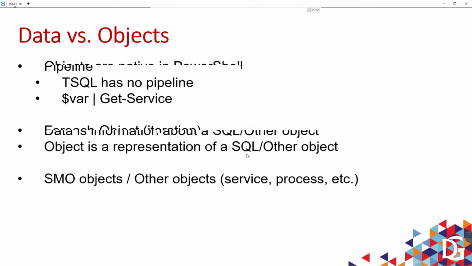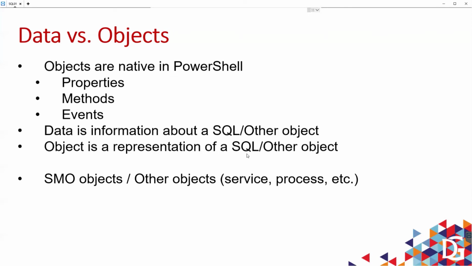But the reality is we're really used to data in T-SQL. We get data all the time. The object side is when you right-click on a database and you do properties. You see data on the screen, but behind the scenes, it's really an object. It has properties, methods, and events all built into that object.